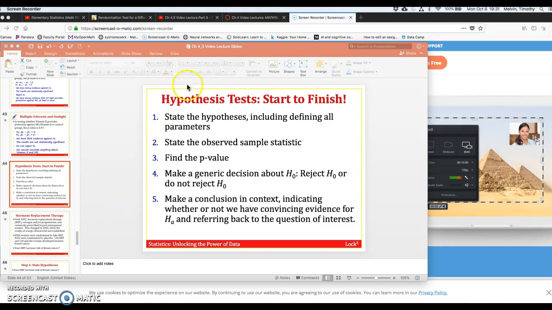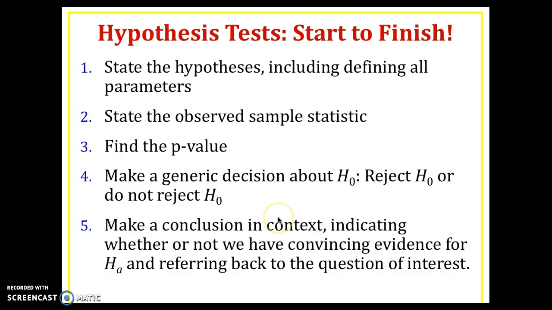Hello, in this video we're going to finish up chapter 4.3 in the Lock 5 textbook. So I want to go through a complete hypothesis test. I write this in kind of 5 steps. We're going to state the hypotheses, including defining all the parameters, state the observed sample statistic, find the p-value. We're going to use StatKey to do that.